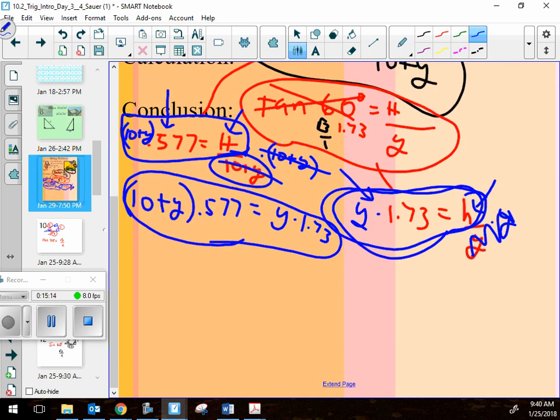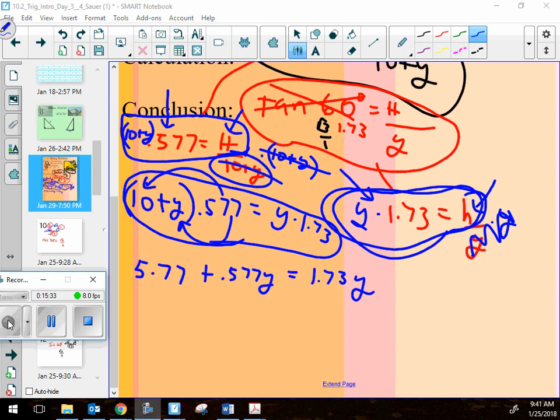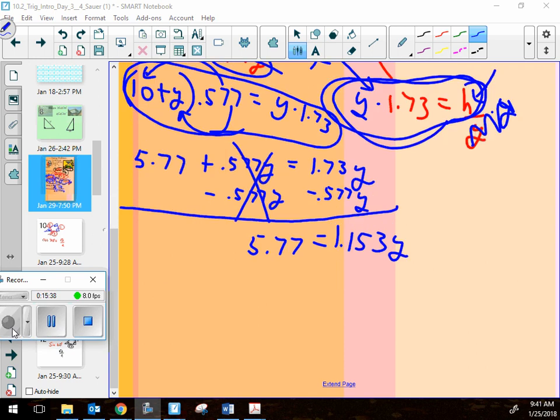For me, I'd probably multiply it all the way out. This 0.577 times the 10, 0.577 times the y. Then I would get rid of the smaller y and solve it down. I'm going to pause for a second while you do that. If you got lost somewhere earlier, write this equation down from here and make sure you can solve it from here. Okay, I got this line. Now I'm going to subtract the smaller y. I subtracted the smaller y and I got that. Now I'm going to divide both sides by 1.153.